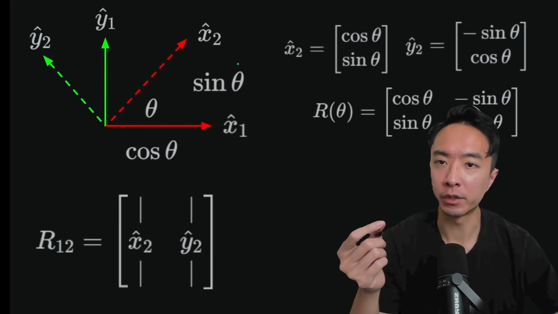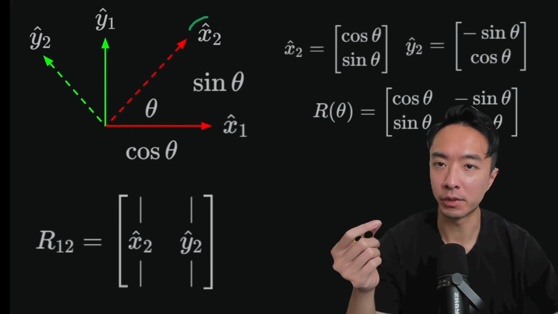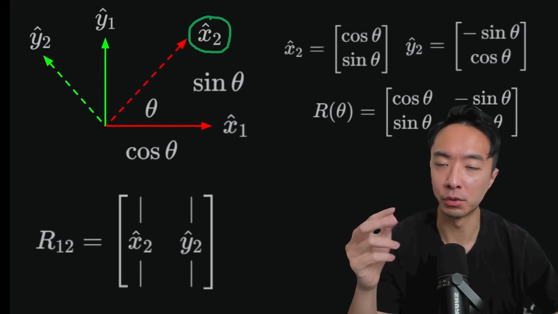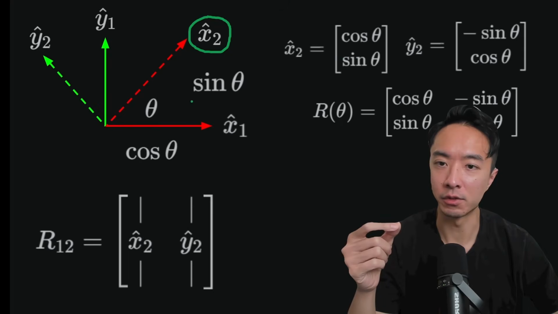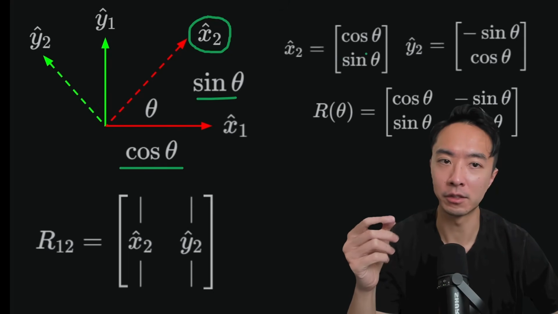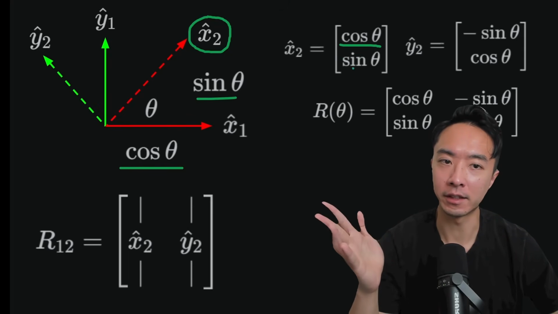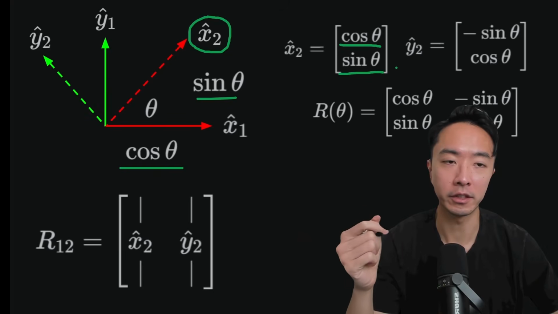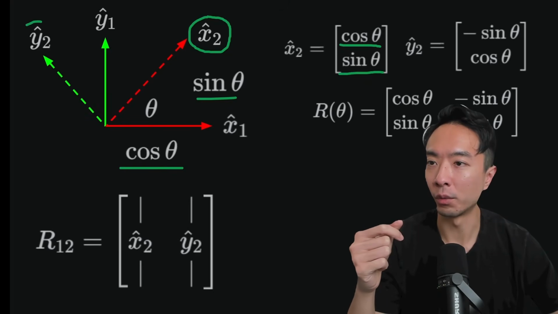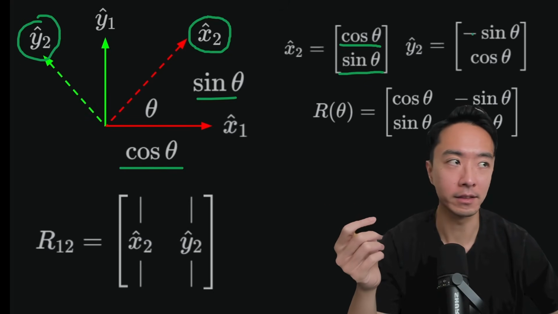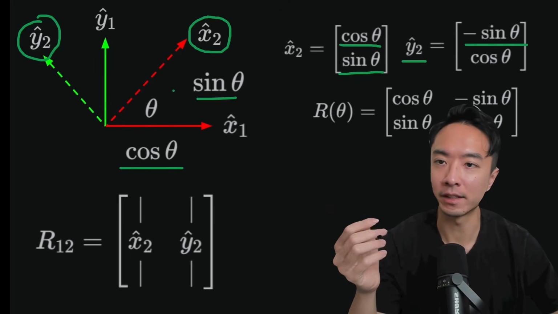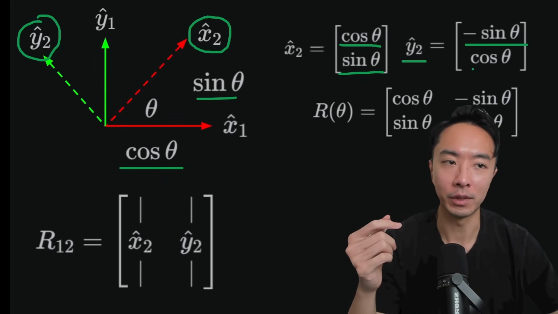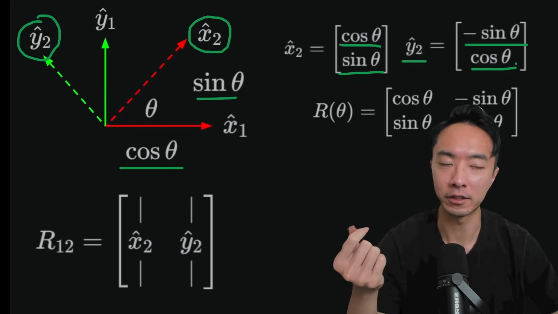So here we could read it off actually. So this right here, this is the x2. So the x-axis of frame 2, we could express it using sine and cosine. So we have cosine in the x direction, sine in the y direction. Similarly for y2, how do we express that? So right here we have y2. This is going to be negative sine in the x direction, and then we have cosine in the y direction.